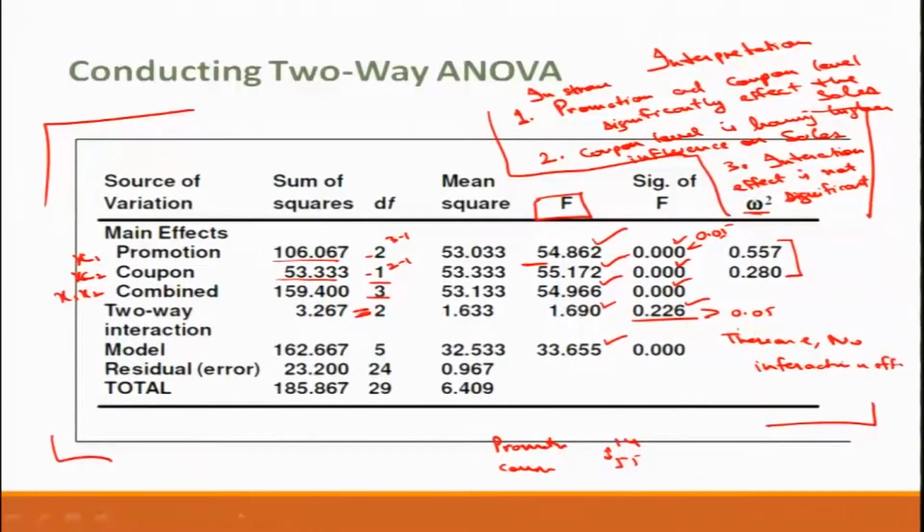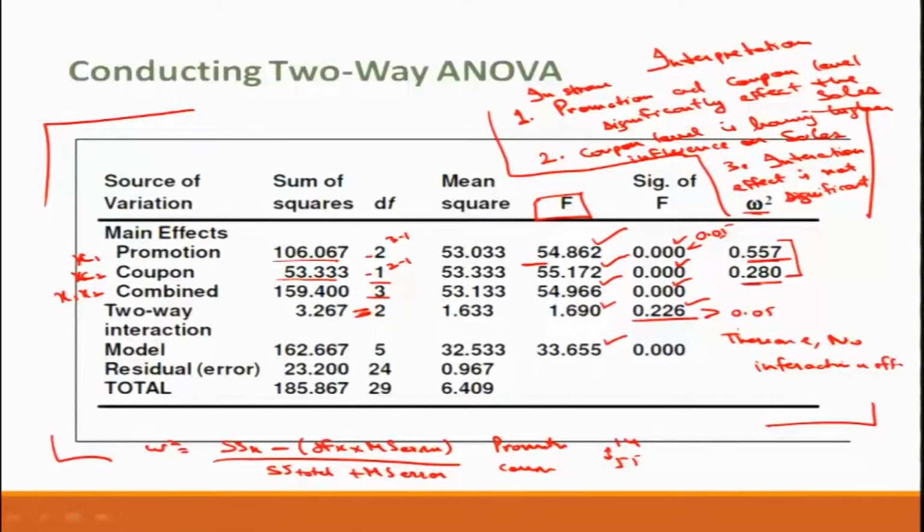So omega square is calculated as equal to SS x minus degrees of freedom for x into MS error, by SS total plus MS error. So if in this case I calculate the value of omega square for promotion and for coupon, the values come down to 0.557 and 0.280 respectively.